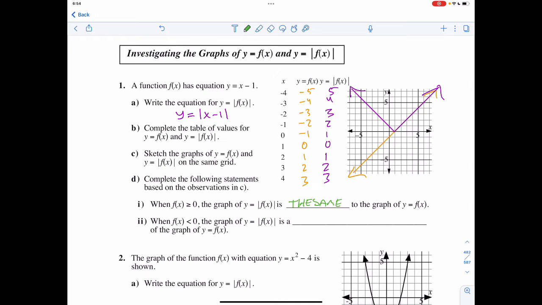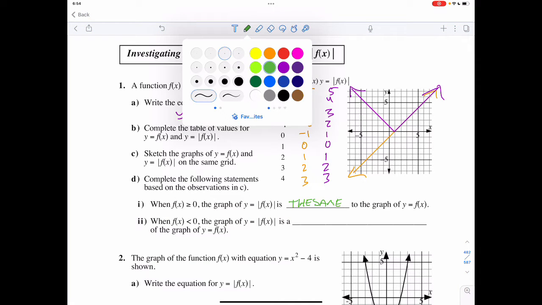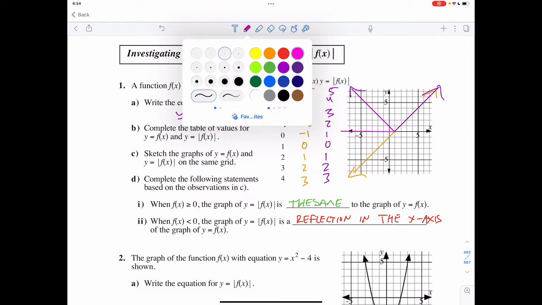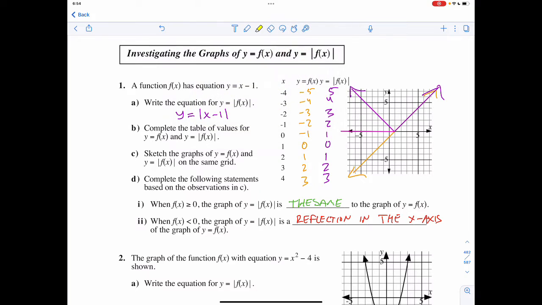Any time that it was less than 0, it looked like a reflection in the x-axis, where if I followed along the x-axis here, then I can see that they are perfect reflections of each other. Take every single negative value and make it positive for y.